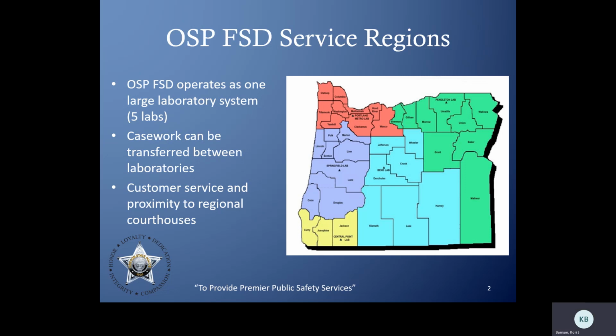The area shaded in red in the northwest corner of the state map is the counties that are serviced by our Portland Metropolitan Area Crime Lab. The central, western, coastal counties are serviced by the Springfield Laboratory. The southwest counties in the state here are yellow on the map. Those are serviced by our Central Point Laboratory. The center and southern counties here in blue are serviced by the Bend Lab. And finally, the eastern counties and the northeastern counties, green on this map, are serviced by the Pendleton Laboratory.